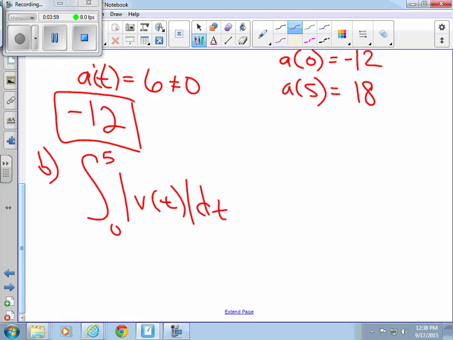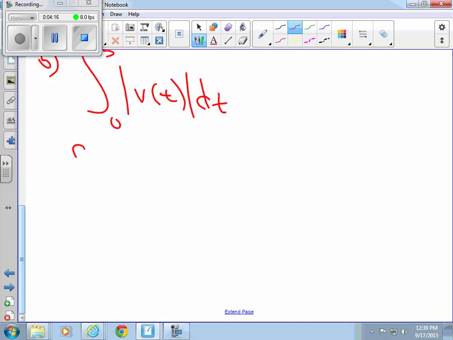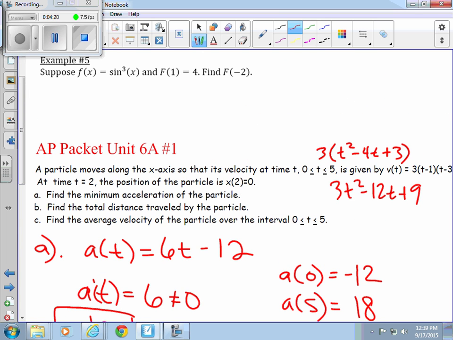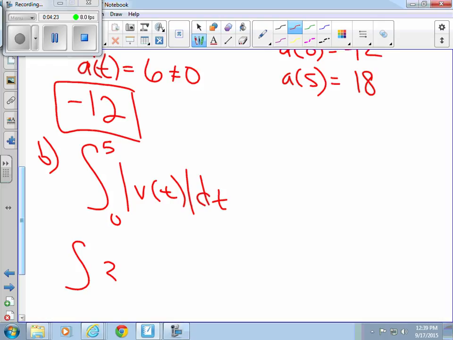Now, this appears to be a by-hand problem, do you agree? So, I'm going to work this by hand. This is a tough problem by hand. It's actually easy with a calculator, but it's tough by hand. So let's look at what we're going to do with that. I know the velocity function is 3t squared minus 12t plus 9. And that's not a problem to integrate it, but it is a problem to think about absolute values in my head.